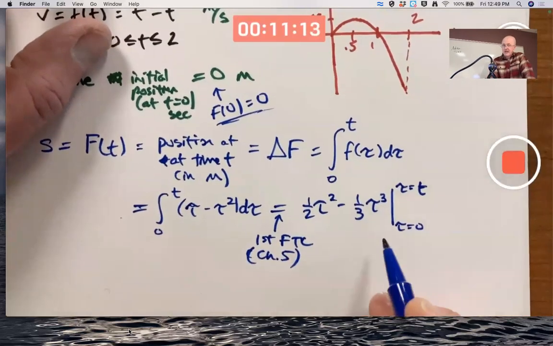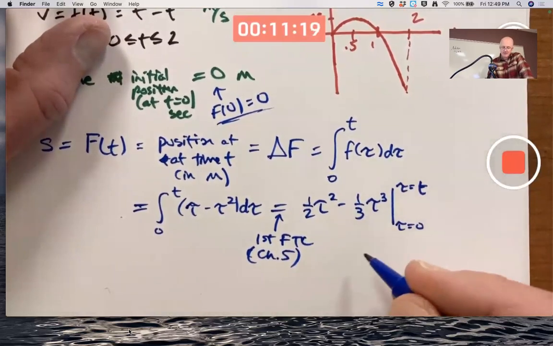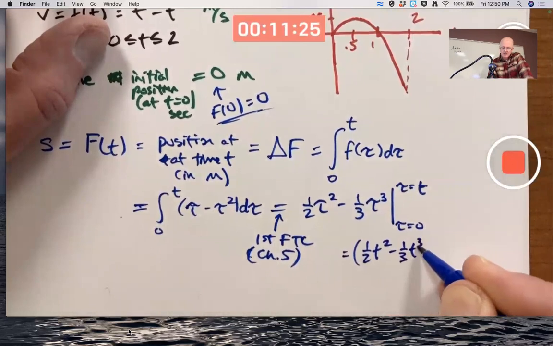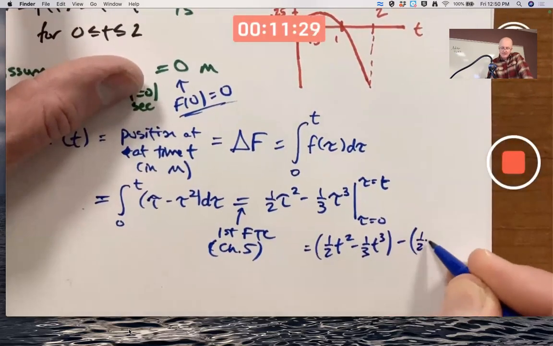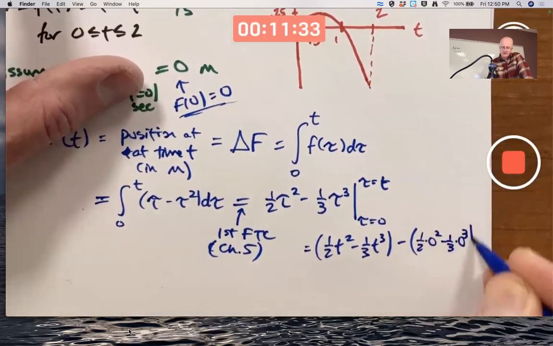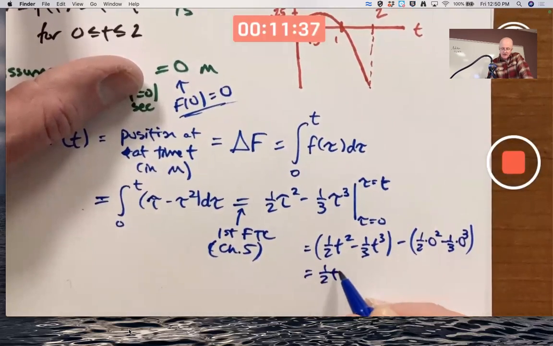And this notation again means plug in the top number, t in this case, and subtract what you get when you plug in the bottom number. This becomes 1/2 t squared minus 1/3 t cubed minus 1/2 times 0 squared minus 1/3 times 0 cubed, which is, of course, 0. So this simplifies to 1/2 t squared minus 1/3 t cubed.